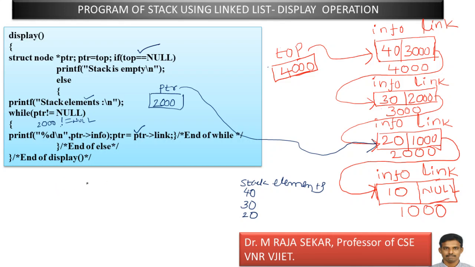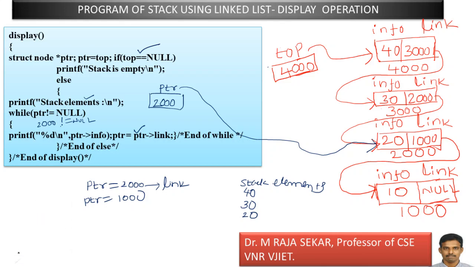PTR equal to PTR arrow link. PTR means what? 2000. 2000 link, isn't it? What is my 2000 link? 1000. Therefore, PTR equal to 1000. PTR is updated from 3000... PTR is updated with 1000.